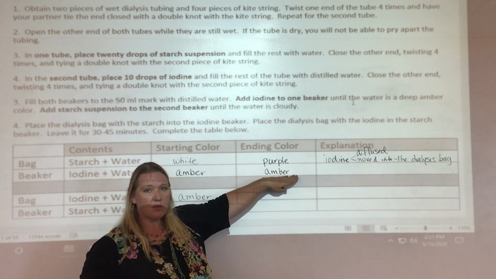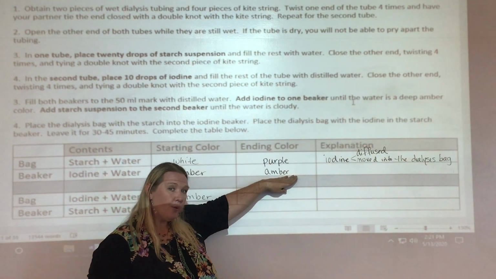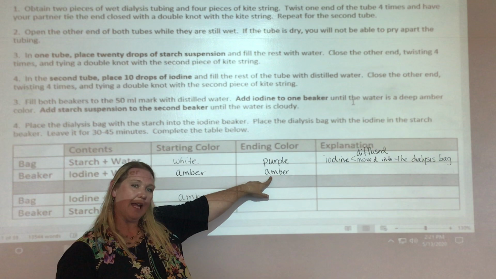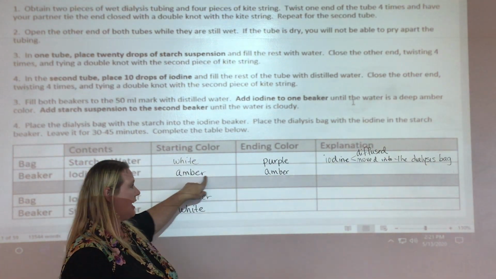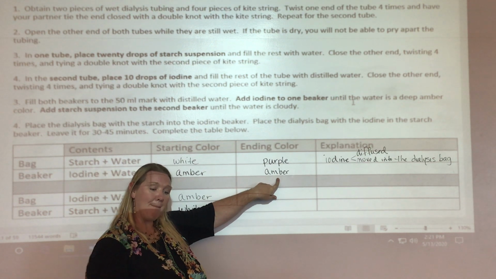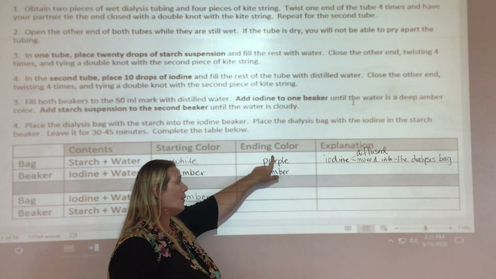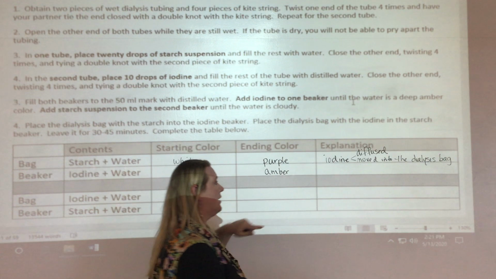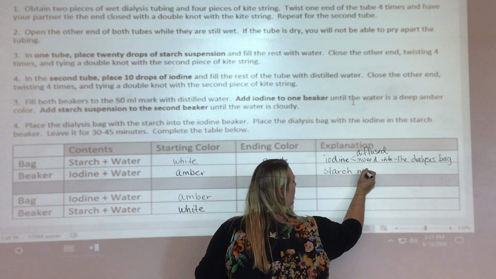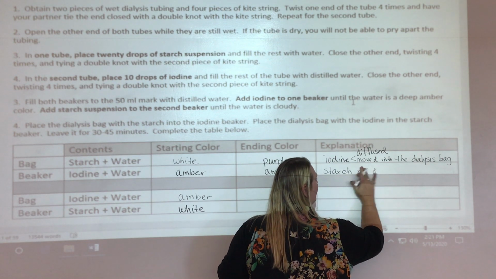Did starch move out? No. Starch did not move out. How do I know that? Because I didn't get a color change on the outside. Iodine was there and iodine was there. If starch was present on the outside of that bag in the beaker, then I would have had a color change. But I didn't have a color change. So starch did not diffuse.